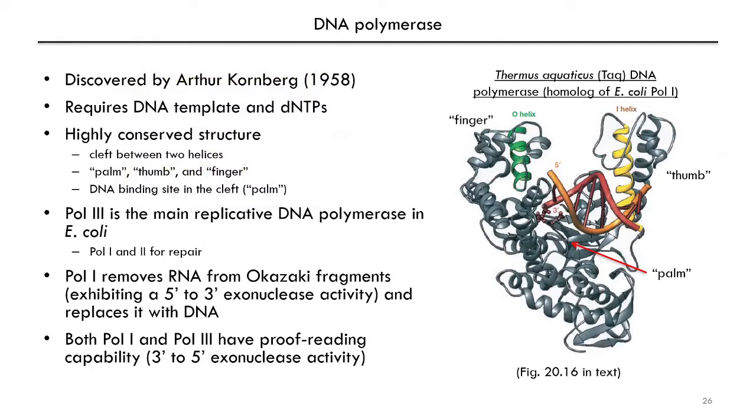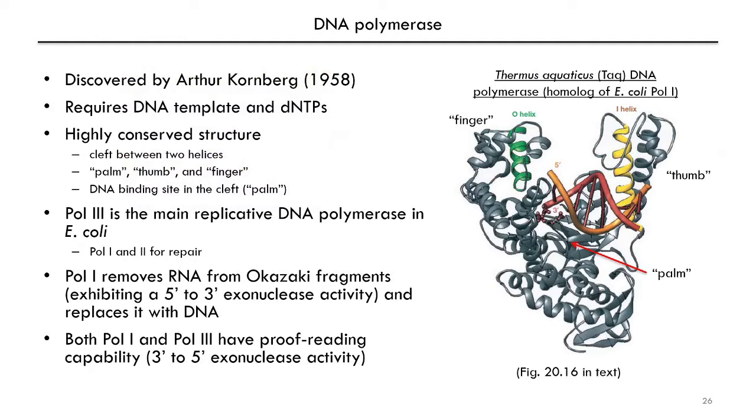Of course, the main player in DNA replication is DNA polymerase. This enzyme was discovered from E. coli by Arthur Kornberg in 1958. To polymerize DNA, the enzyme requires a template strand, a strand to elongate, and deoxyribonucleoside triphosphates, or dNTPs.